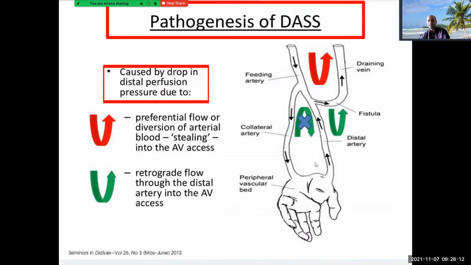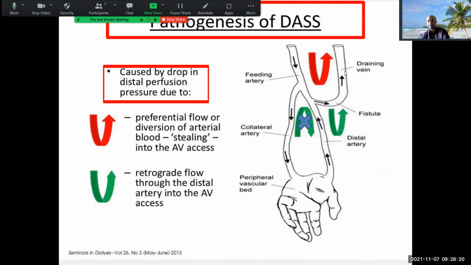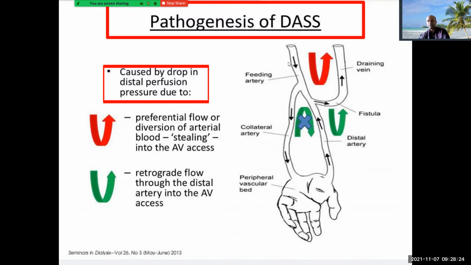For the pathogenesis of dialysis access steal syndrome, we have the outflow here. This is the cephalic vein, this is our fistula, and this is the radial artery. Here in the radial artery, blood is stolen and diverted to the hand, and then goes back to feed the fistula, with blood stolen from the hand to the fistula again. This is the mechanism caused by the drop of distal perfusion pressure due to preferential diversion of arterial blood flow into the AV fistula. Here we have the arterial flow stolen to the AV fistula from the blood supply to the hand. Retrograde flow through the distal artery: here is retrograde steal, with blood also returning from the hand. All this is the pathogenesis of dialysis access steal syndrome.